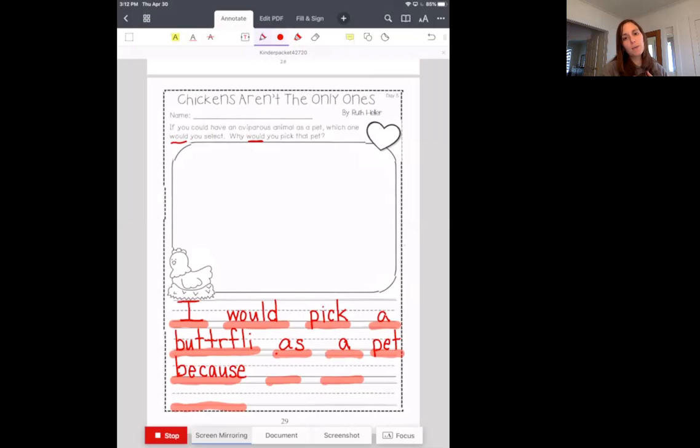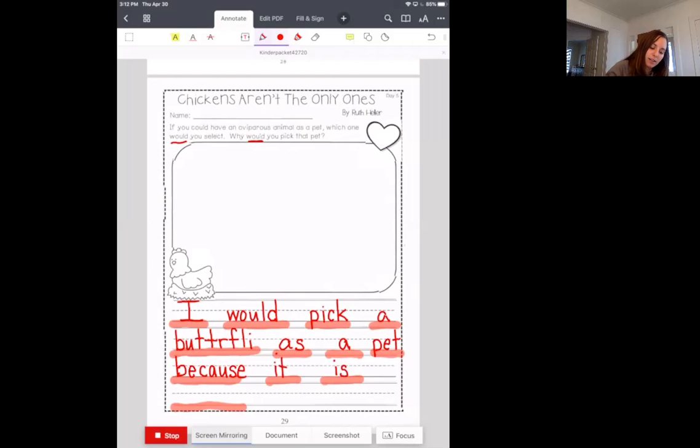And remember, you don't need to pick a butterfly. This is just the pet that Miss Tattlebaum is deciding to pick. I would pick a butterfly as a pet because it, oh, we should know how to do this word, two sight words there, because it is pretty. Pretty will be a sight word for first grade, but we can sound out part of it for now.